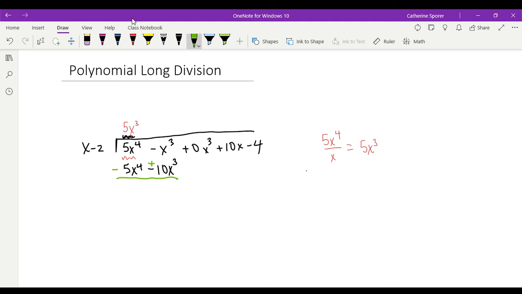So 5x to the fourth minus 5x to the fourth is 0. Negative x to the third plus 10x to the third is positive 9x to the third. And then I'm going to bring down the next term. This should have said 0x squared for that missing term.